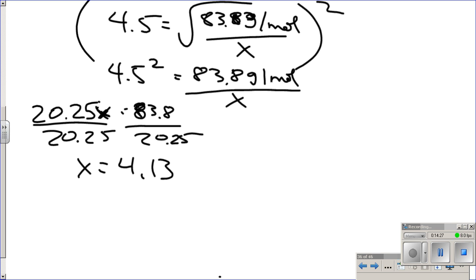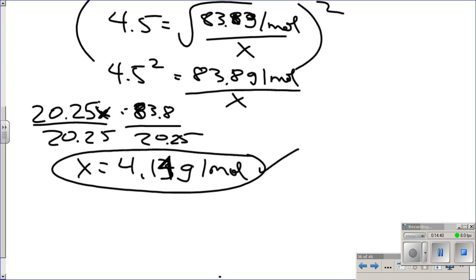4.13. What units is this going to be recorded in? Grams per mole, because it's molar mass, right? So, question 1 has been answered. You got the molar mass of this unknown gas. So what is the unknown gas? Look in your periodic table. Who's closest? Helium. There you go. This is helium. You're just basically looking at the mass of whoever's closest to 4. That's helium.